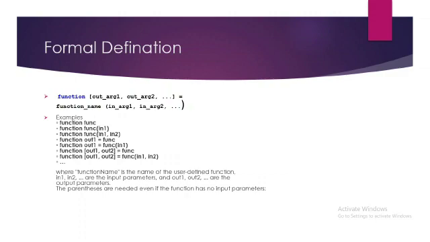Let us see the examples. It can be just the function keyword and a function name, a function with an input argument, a function with multiple input arguments. Similarly, with a single output, multiple outputs, and multiple inputs and multiple outputs.